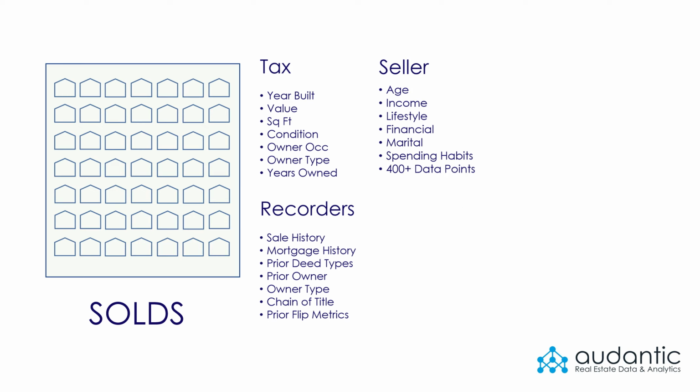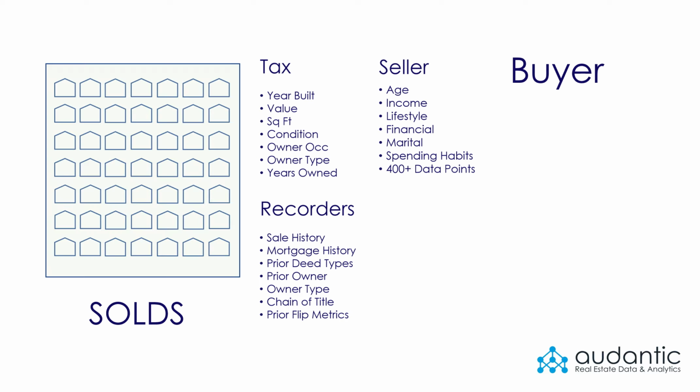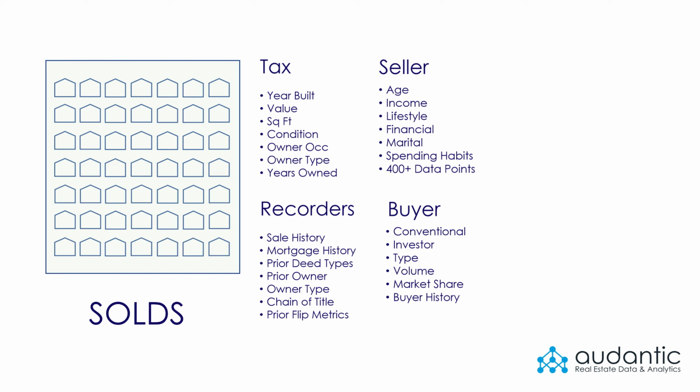So once we have that, we're going to want to know something else too. And we're going to need to know about the buyers. So why do we need to know about the buyers? Like all these properties that sold, why do we need to know who the buyers are? Well, we'll want to know whether it was a conventional sale. Was it a conventional person that bought it? Was it an investor that bought it? If so, what type? What is that investor's volume? What is their market share? What's their history? We want to handicap them. We want to be able to dig through.